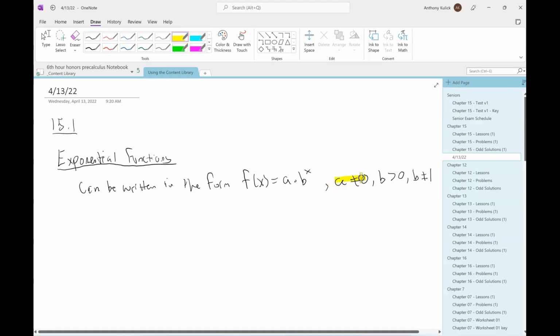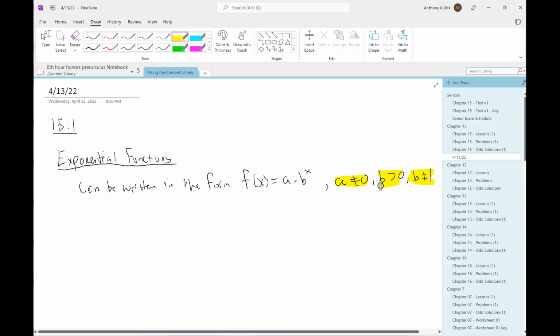Why do you suppose we don't allow a to be 0? What would happen if a was 0? It just all zeroes out, right? So you're left with just y equals 0, which is a constant function. That's a type of linear function. We don't want to include something like that, okay? What would happen if b was equal to 1? You'd have b to the x, or 1 to the x is 1, and 1 times a is just a, which again, constant function. That's not exponential. We don't want to include that.